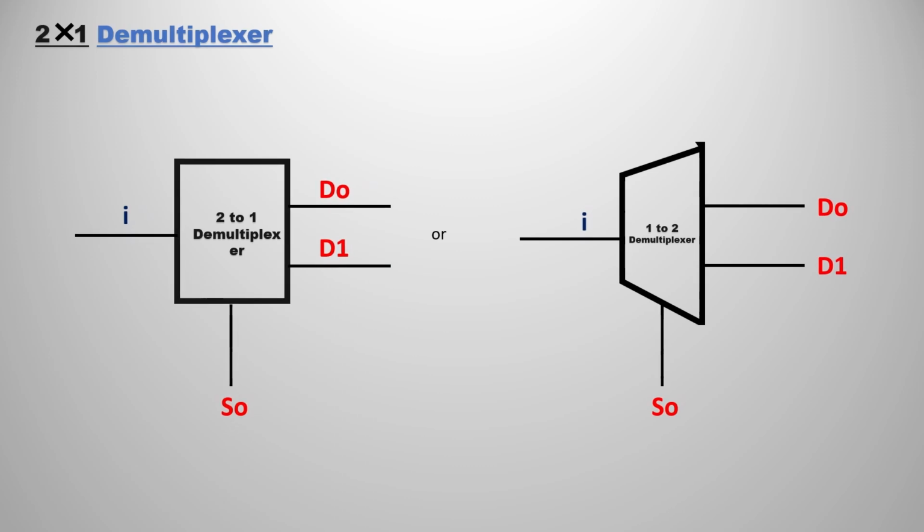Instead of always calling it demultiplexer, we can simply call it demux. Similarly, multiplexer we call mux, and demultiplexer we call demux. The symbol we can represent in the box format or this trapezium format, both are the same.